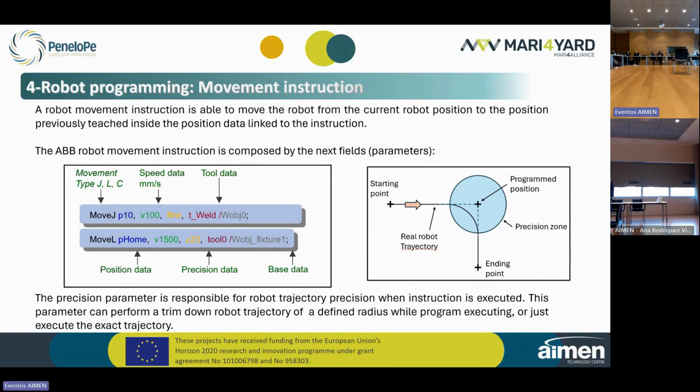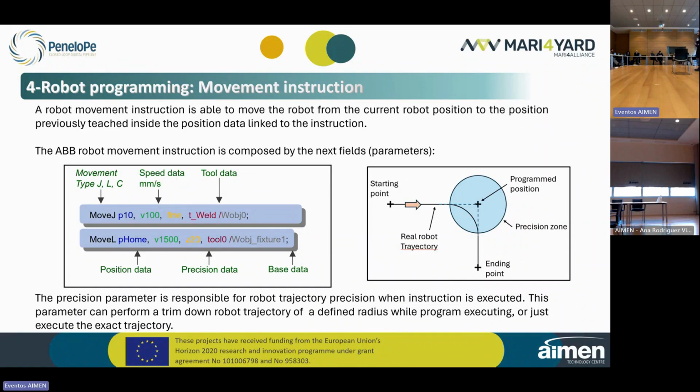If the precision data is not set to 20 but, for example, to 100, the robot will start to move not at that point, but at 100 millimeters from the program position. So this is the concept. This is another parameter that we have to put inside of the movement instruction, the precision data.